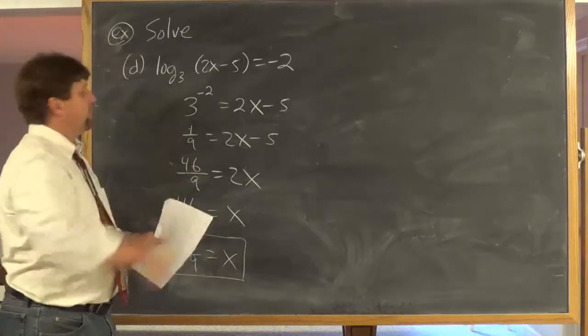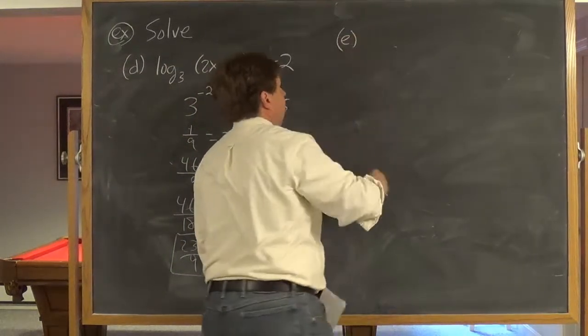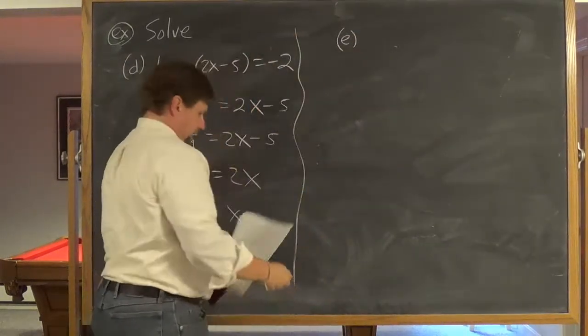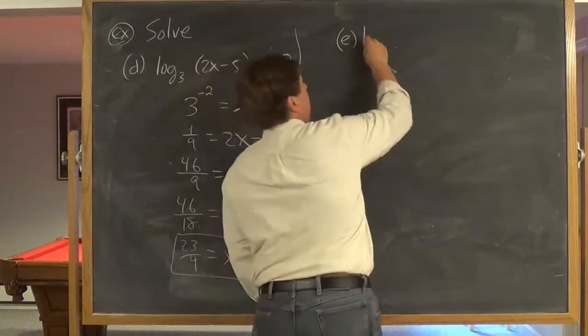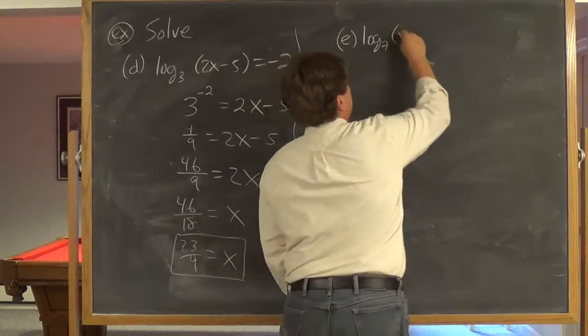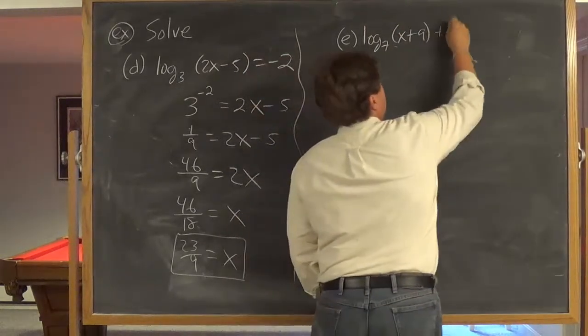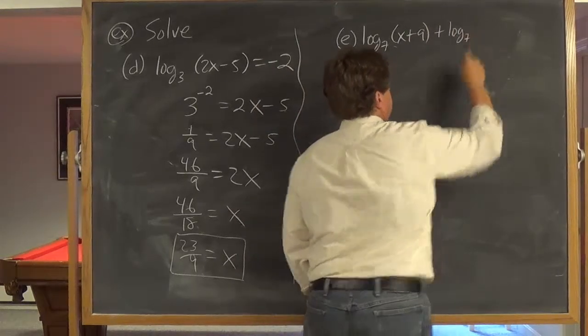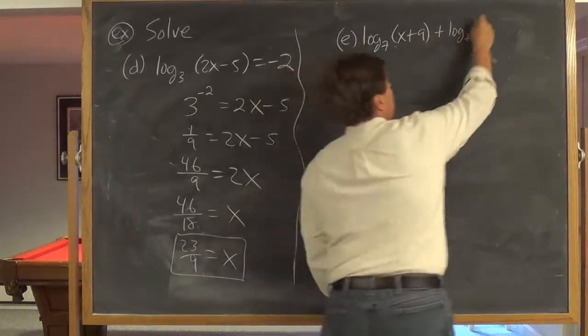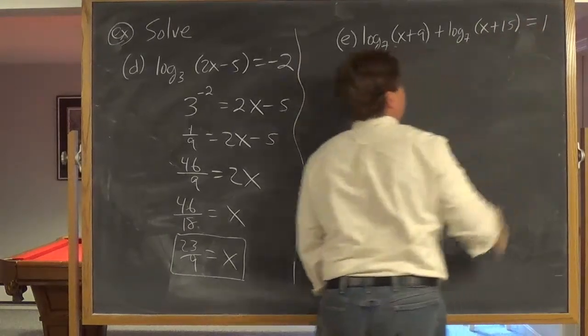And I think I have enough room to put part E over here. I have one more equation to solve, so I might as well get it up here now. Let's solve log base 7 of x plus 9, plus log base 7 of x plus 15, equals 1.